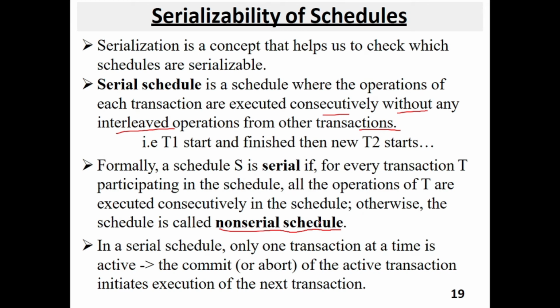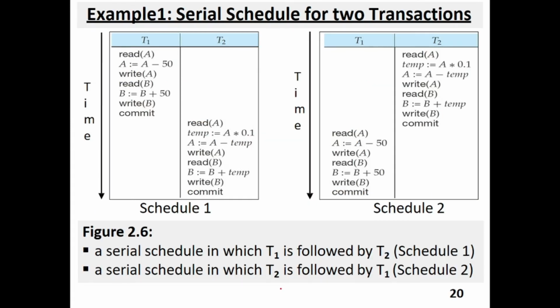This is the difference between serial and non-serial schedules. In a serial schedule, only one transaction is active at a time. The commit or the abort of the active transaction initiates the next transaction. We call it serial scheduling. Look at this one.